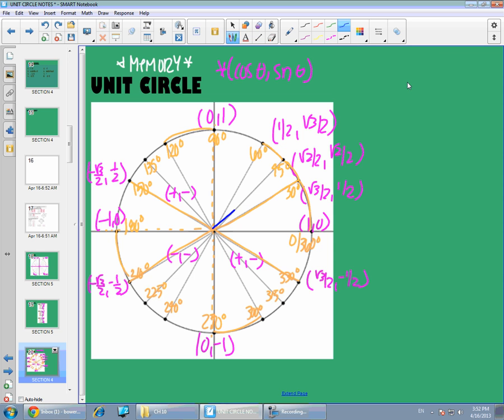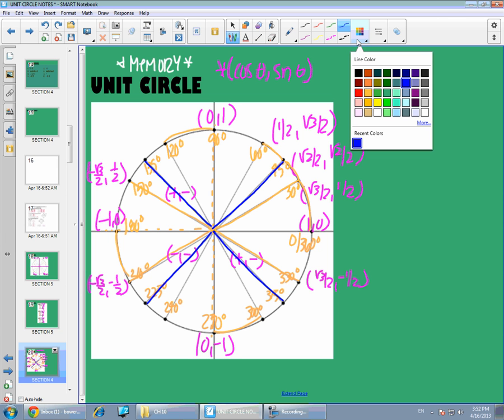So if I go to my 45 degrees and I reflect that over, that's going to land here on my 135. If I reflect that over, that's going to land on my 225, and I reflect that over, that's going to land on my 315. So all of the middles are the same, which is nice because they also end in 5.